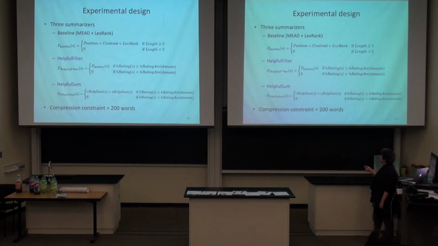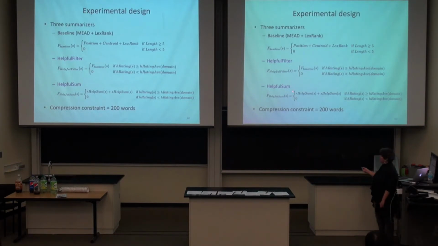Our first helpfulness summarizer was this filtering. We took all of our reviews, we ranked them by helpfulness, and then basically cut them off at the mean. So the lowest half were not considered any further, and the top half of those were the ones that were sent to the summarizer. And for that, we also used the exact same summarizer as the baseline.